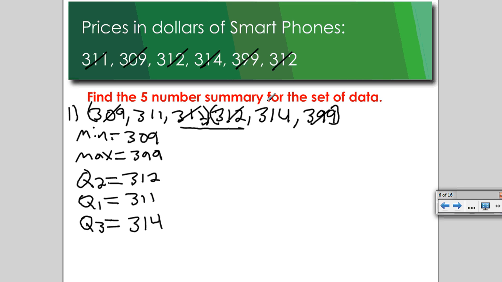Because if you look at this, I've got 3 on this side, so my middle number here: I've got 309 on one side and 312, cross them out. 311 is in the middle. My upper set of numbers, I split in half, so I've got 3 and 3. Oh, that's only on even. Now, odd, you have one in the middle, and you have to split it. Then you cross out 312 and 399, and you're left with 314 in the middle. And that's how you find your 5-number summary.